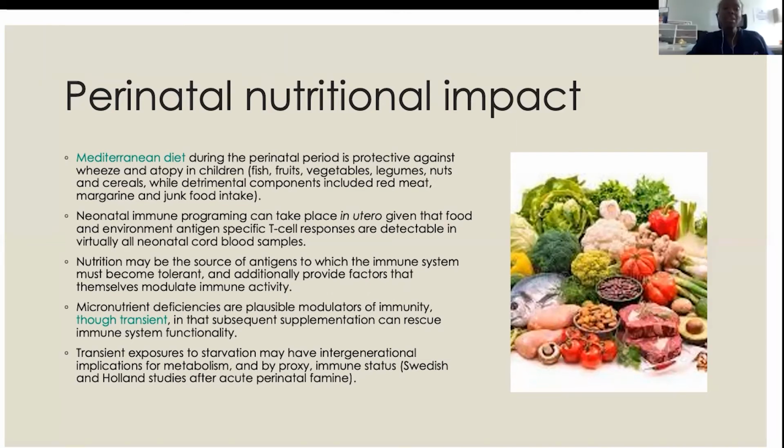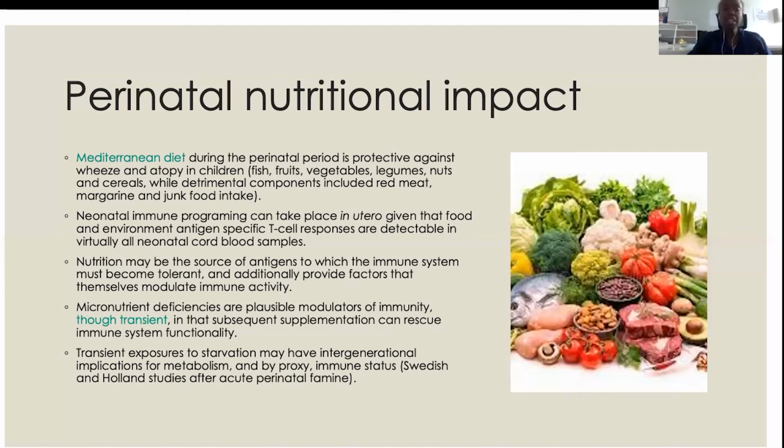Now, what's interesting is that micronutrient deficiencies are plausible modulators of immunity. For instance, children who may have zinc deficiency or vitamin A deficiency, but this has been found to be transient, in that subsequent supplementation can rescue immune system functionality. Zinc deficiency would result in impaired growth and immune cell function. Vitamin A is quite important for the integrity of barriers, lymphocyte proliferation, and cytotoxic T cell activity. And so we must be quite careful when it comes to assessing our children for these deficiencies.